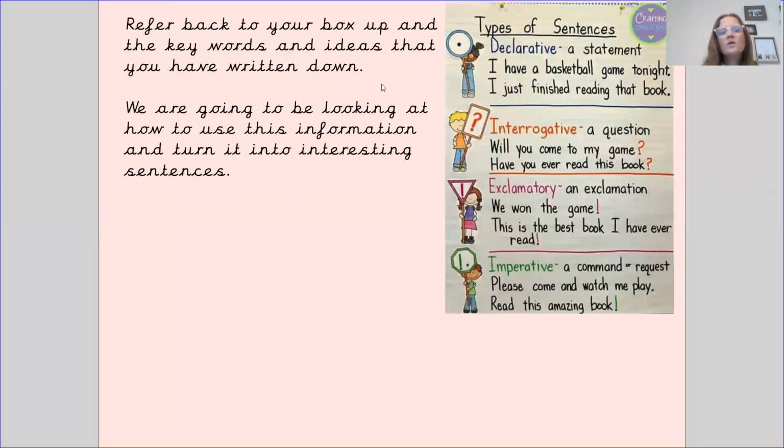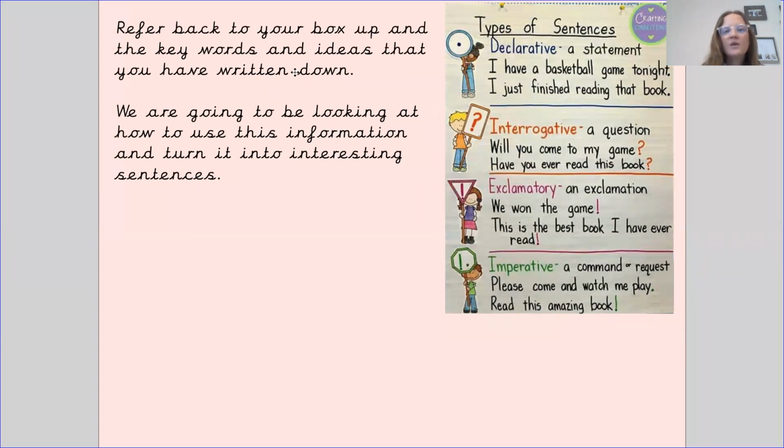So I want you to refer back to your box up and the keywords and ideas that you've written down. And we're going to look at how to use this information that you've got and turn it into interesting sentences. We have done a bit in our SPAG lessons about types of sentences that you can get. So that's also something to think about.